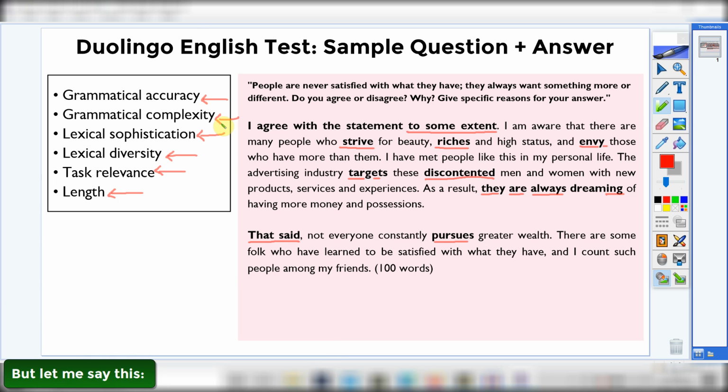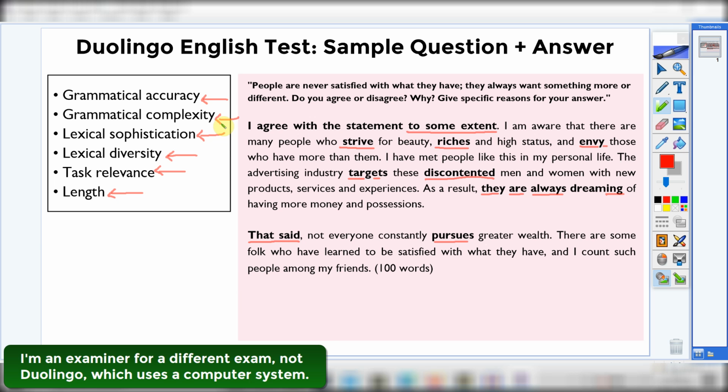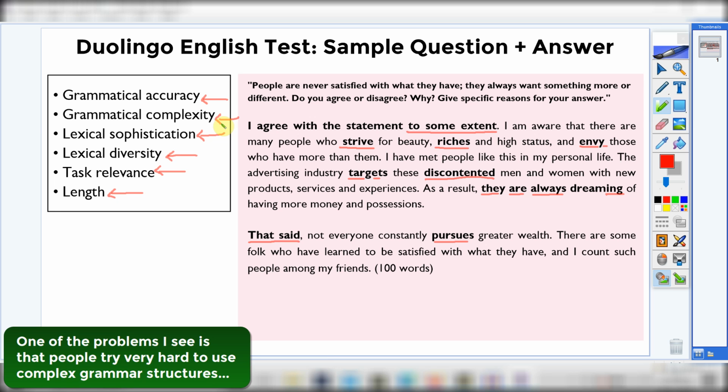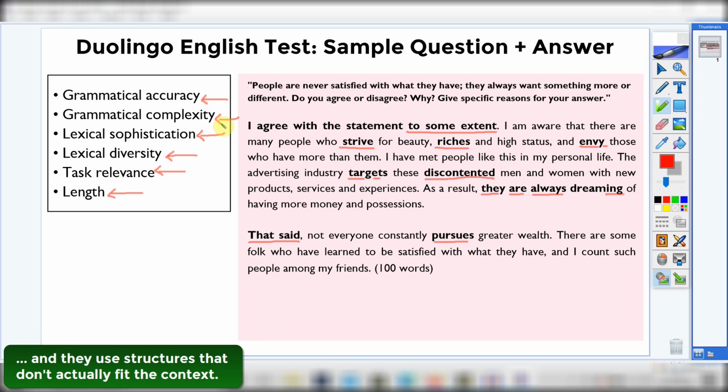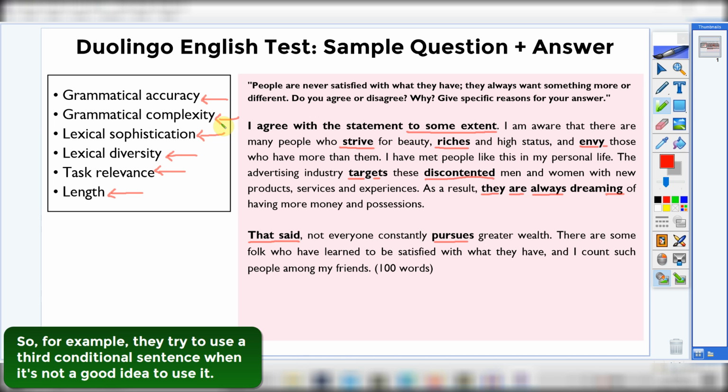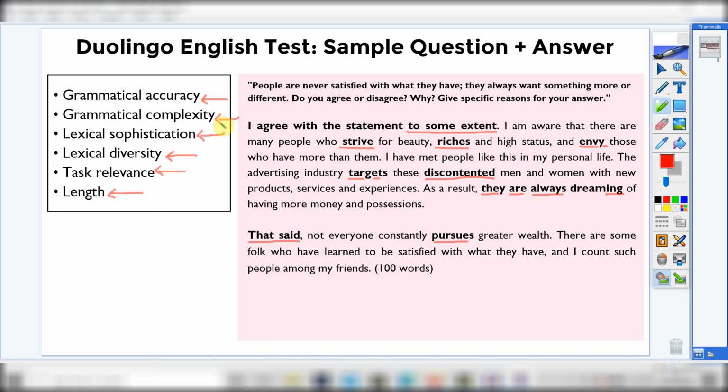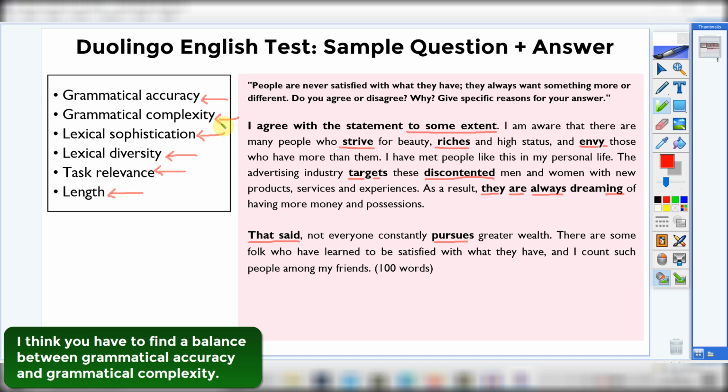But let me say this, I'm an examiner for a different exam, not Duolingo, which uses a computer system. One of the problems I see is that people try very hard to use complex grammar structures, and they use structures that don't actually fit the context. So, for example, they try to use a third conditional sentence when it's not a good idea to use it. So they lose marks. I think you have to find a balance between grammatical accuracy and grammatical complexity.